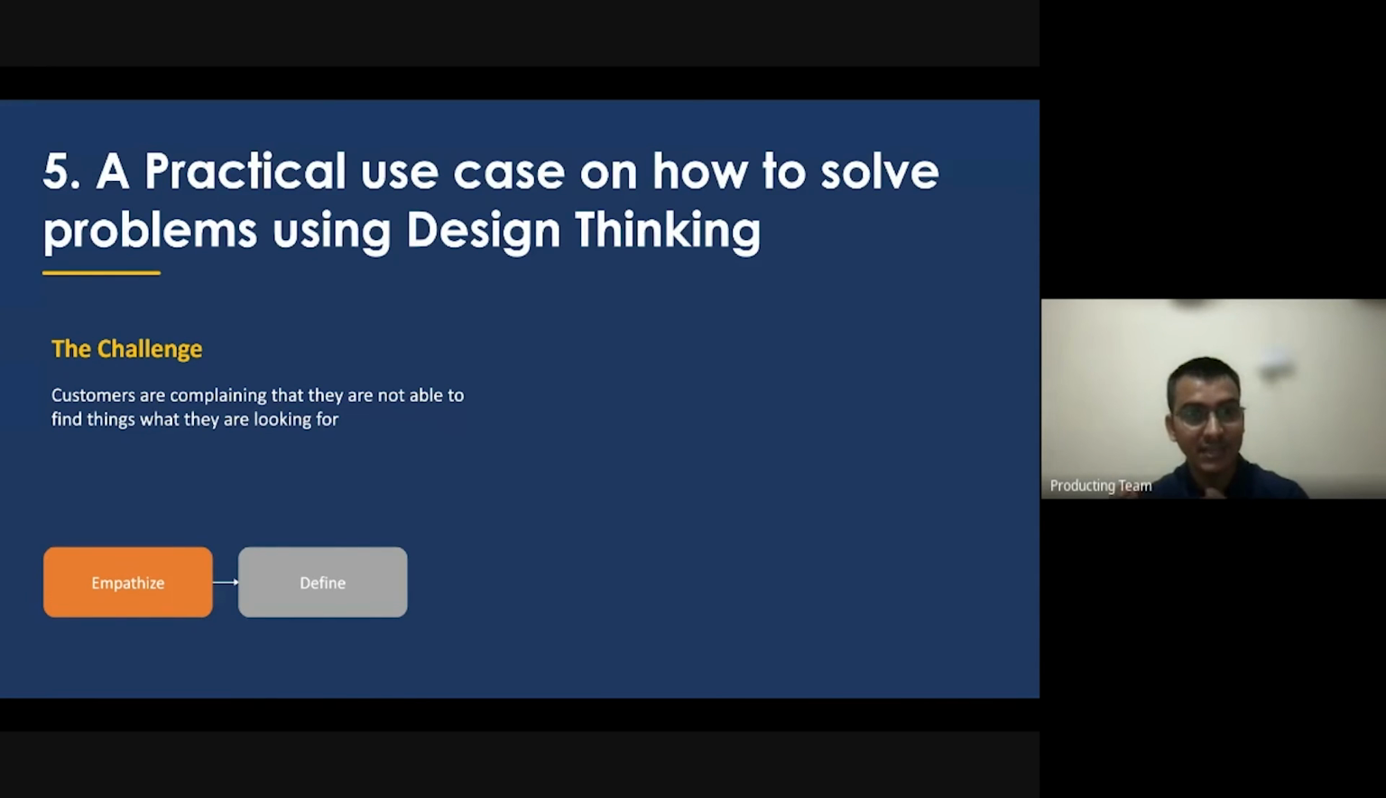Now the problem statement is that they are not able to filter things. It has changed. So now it is, they're not able to filter things, right? So we'll define the problem properly. We'll write the problem precisely. Okay, this is the problem now. This is the second stage.